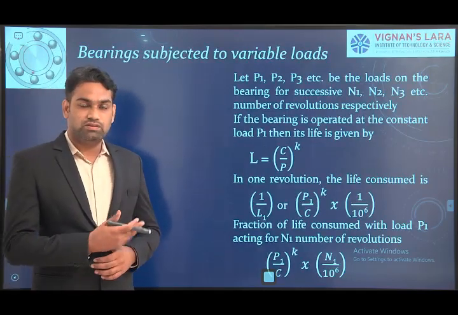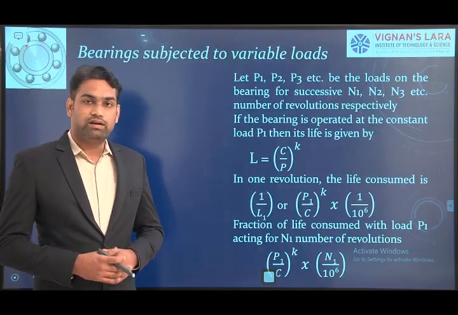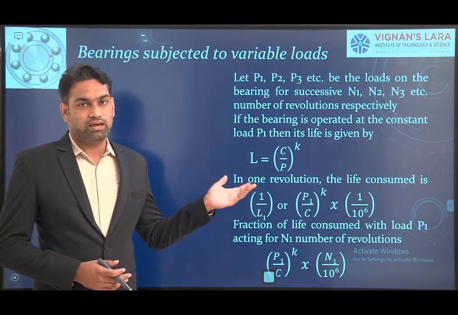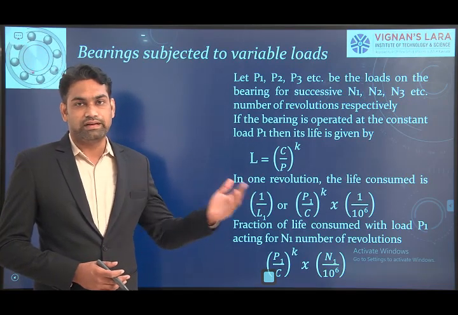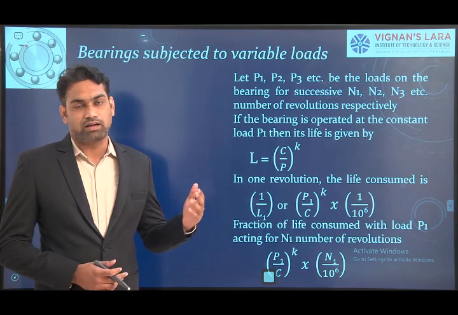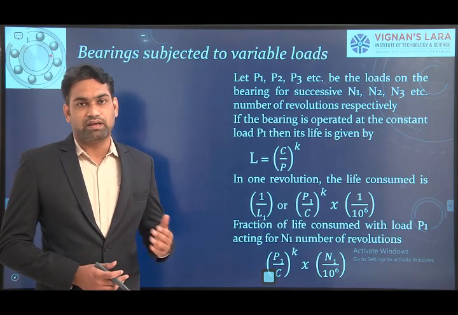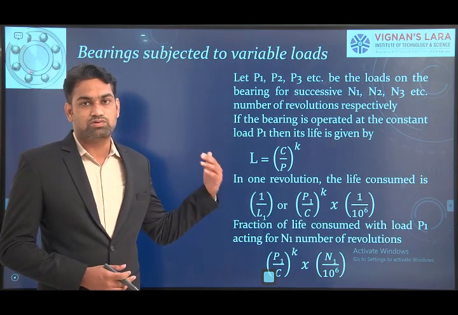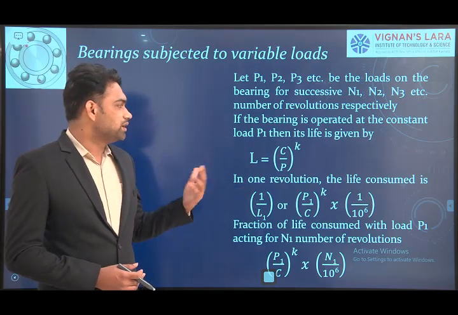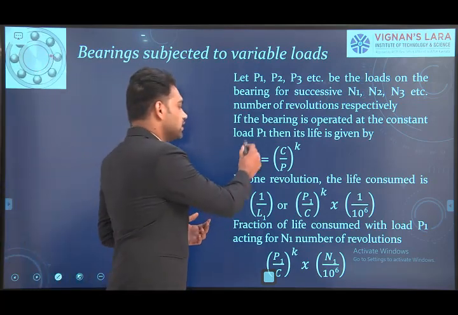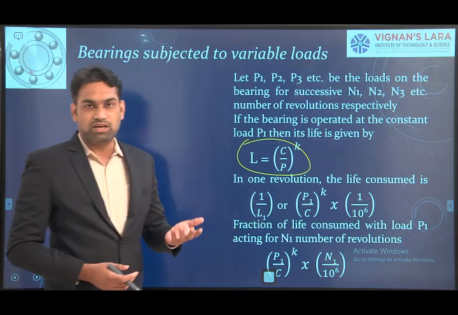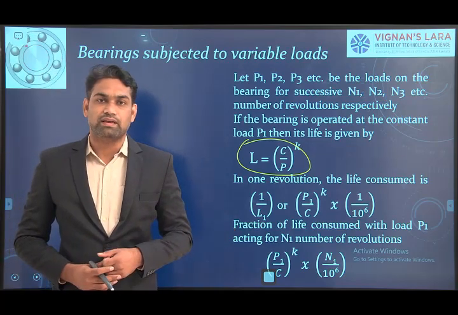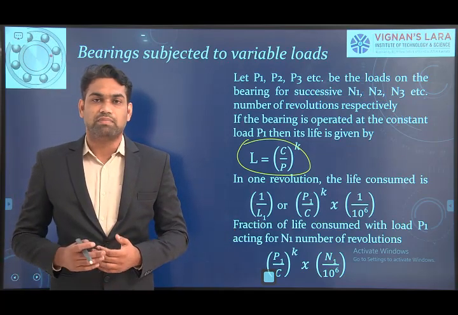This is what we derived in the earlier class. We took three different loads with three different time durations, with successive speeds of N1, N2, N3 and load magnitudes of P1, P2 as well as P3. Generally we know that the life of the bearing can be calculated by L equal to (C by P) whole power K.